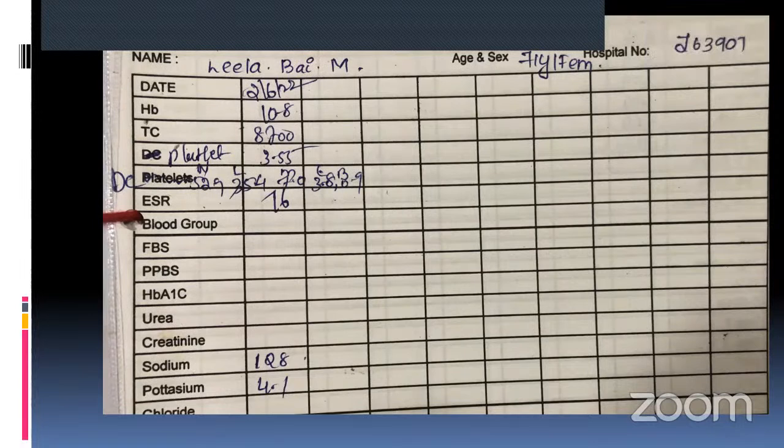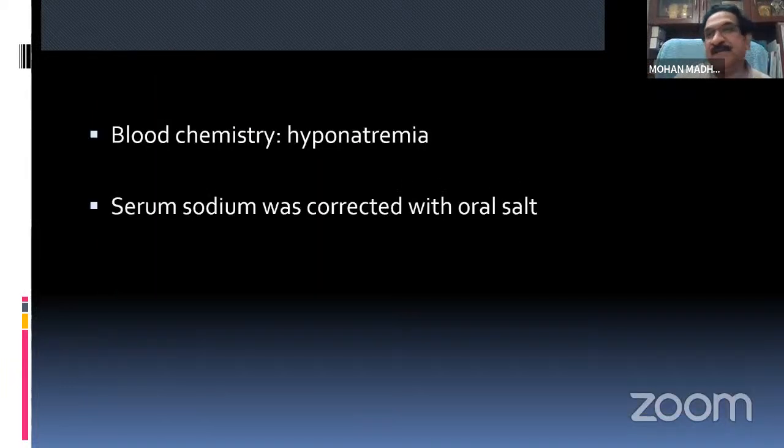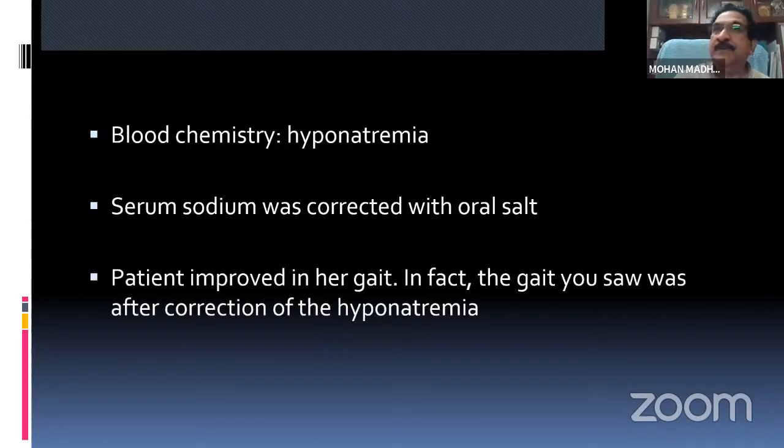What was the blood sugar, sir? It was noted as normal on that day. It was under control with the insulin pump and there was no abnormality in the blood sugar. So, serum sodium was corrected with oral salt. In fact, the video which I had shown to you was only after correcting the sodium, because initially she was a little more dull in walking. That is why I said maybe metabolic factors were operating. That's the reason. So the patient improved in her gait. In fact, the gait which you saw was after correction of the sodium.